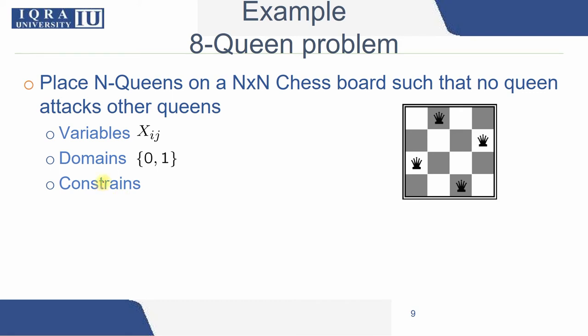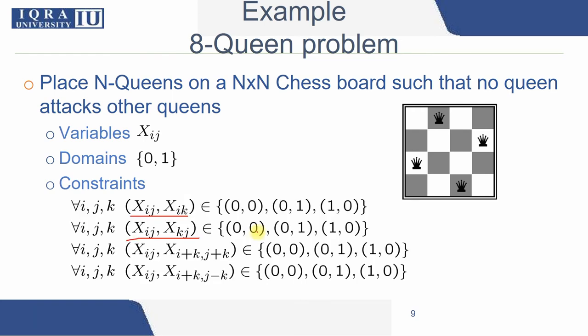And what could be the constraints? Again the variables could be x i j, domains could be 0 1, and what could be the constraints. Constraints could be that if any two queens are in the same row, then only one queen can be in that row, not both. If they are in the same column, then only one queen can be in a column. If they are in the same diagonal, then only one queen can be in any diagonal.